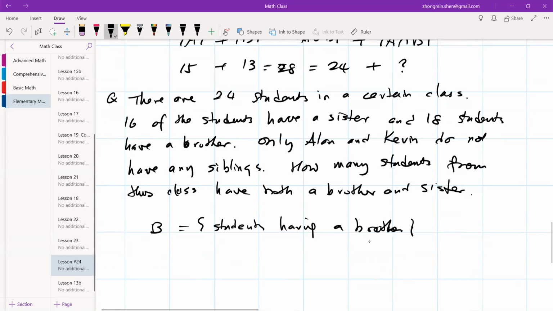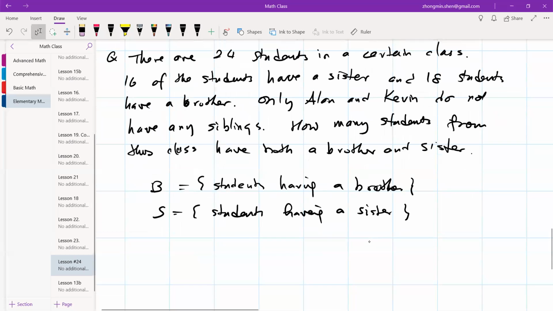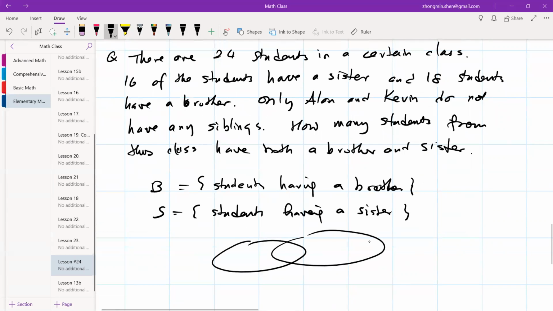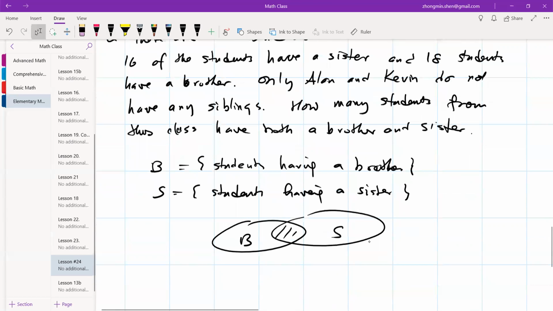Yeah, you can write in the set. B and S, where S means the students having a sister. Okay, so you have to draw the set. So this intersection part of B and S is a group of students having both a brother and sister.